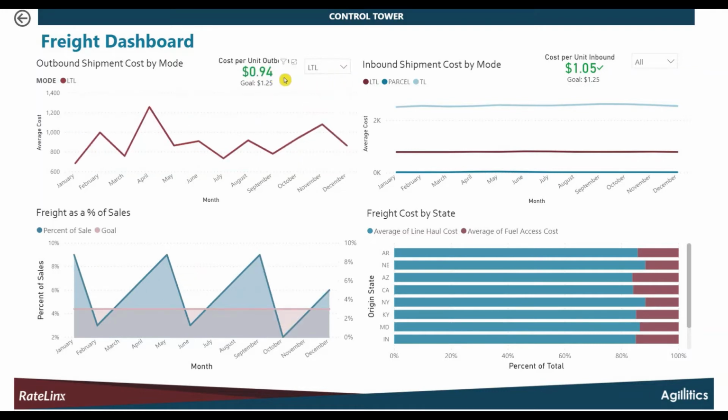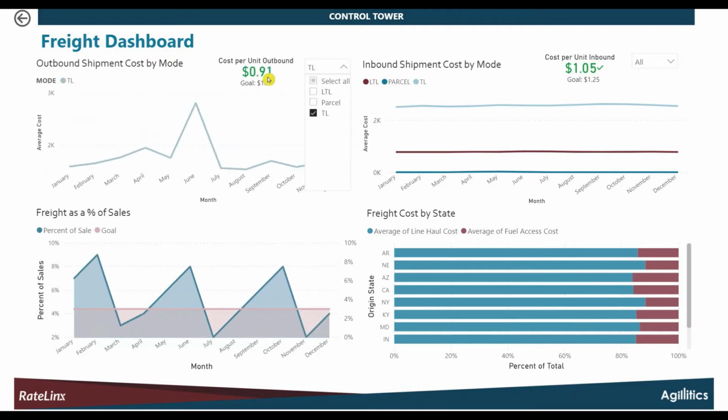We can see from the KPI card that the cost per unit outbound for an LTL shipment is 94 cents, and the average price of the shipment is around $1,000. In comparison, an outbound truckload spend shows a lower average cost at 91 cents, and the spend on TL shipments is about $1,000 greater. Visually, there's a peak in the shipment cost in June where the spend reaches about $3,000.